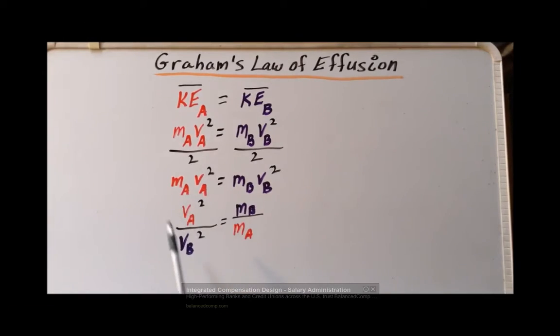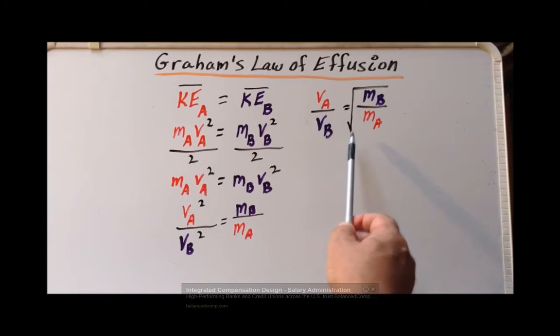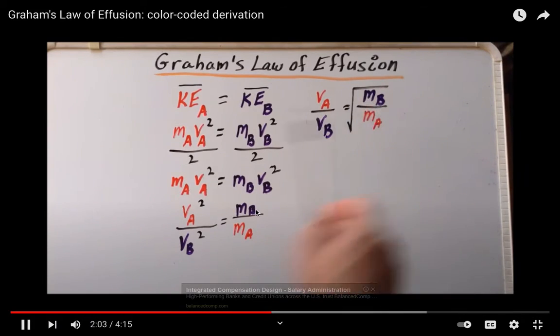Now, if we divide each side by m sub a and v sub b squared, we get that v sub a squared over v sub b squared is equal to m sub b divided by m sub a. If we take the square root of each side, we get that v sub a divided by v sub b is equal to the square root of m sub b divided by m sub a. This is where I went in class today, for those of you who are in class. Velocity 1 over velocity 2 is equal to the square root of mass 2 over mass 1.